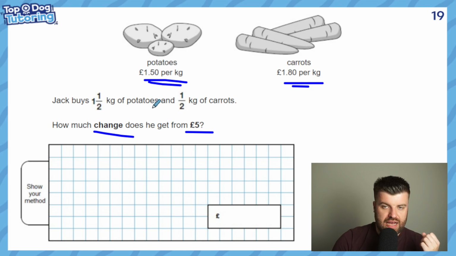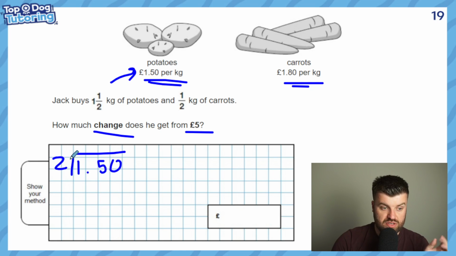Let's work out how much the potatoes cost. 1.5 kilograms. So 1 kilogram is £1.50. So really, I want to work out what 0.5 kilogram would cost. So I need to do £1.50 divided by 2. I'm going to use bus stop just to make sure.